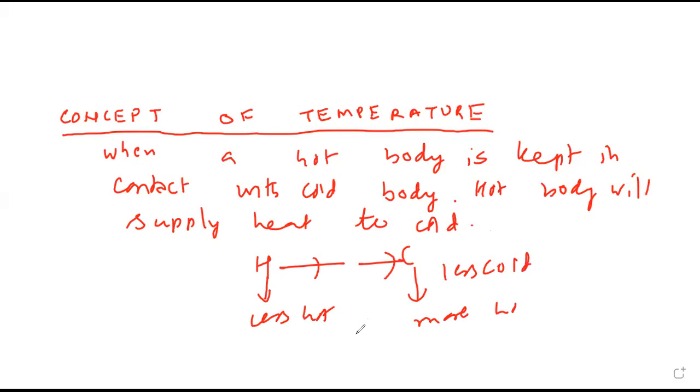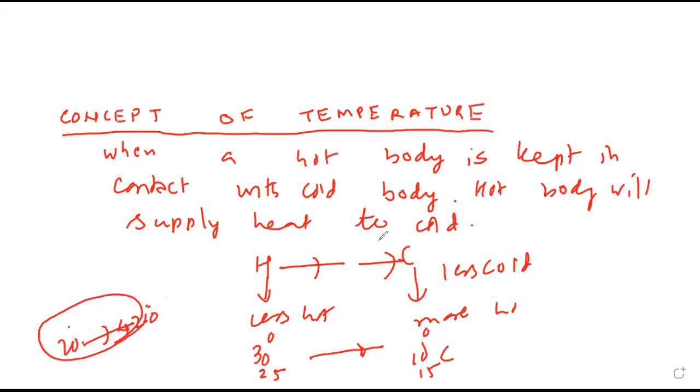So can I say the body which is giving heat is at a higher temperature than the body which receives heat? This is 30 degree, this is 10 degree. Heat will flow from where to where? From 30 to 10. Now this becomes, suppose, 25, and this will become 15 after some time. Then this becomes 20, and this also becomes 20. Now there will be no flow from hot to cold or cold to hot. This is called thermal equilibrium.